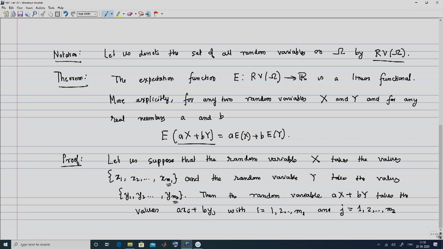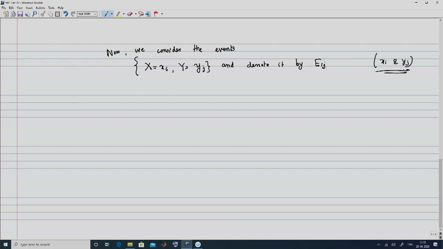Okay, so what we are going to do now is consider the events. The events are that X equal to xi and Y is equal to yj. We'll consider this event, and we'll introduce a notation for it. We denote it by say E_ij. So basically all combinations of xi and yj, all such events, we'll identify by E_ij. As before, i is equal to 1, 2, all the way to m1, and j is equal to 1, 2, all the way to m2.